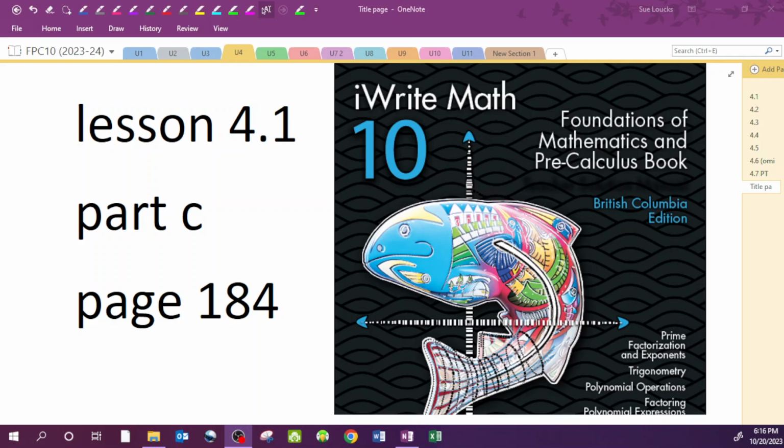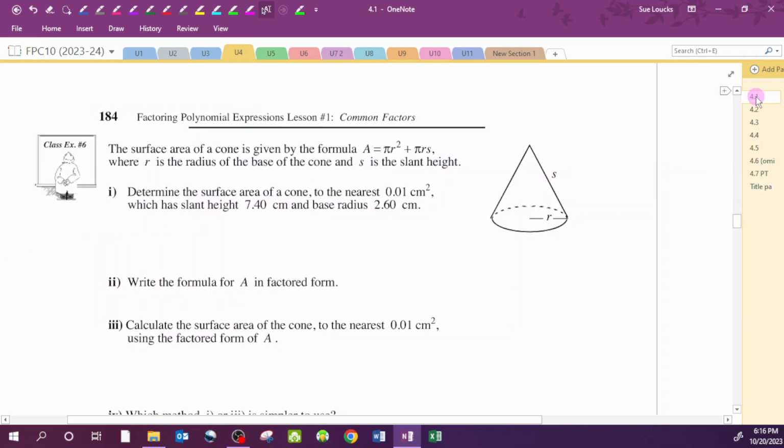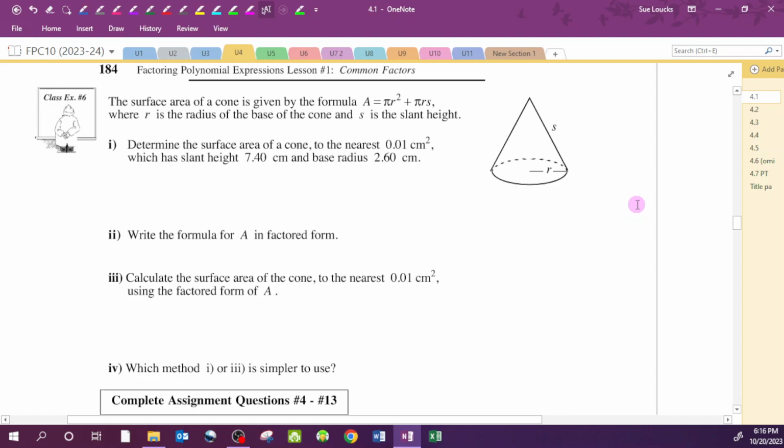Okay, hi. We are on part C of lesson 4.1, and this is just a word problem. I split it up a bit to make the video a little shorter. This question is just to show you that having something factored can make the math easier. Sometimes you have to factor things, but we'll get to that later. But let's just do this.